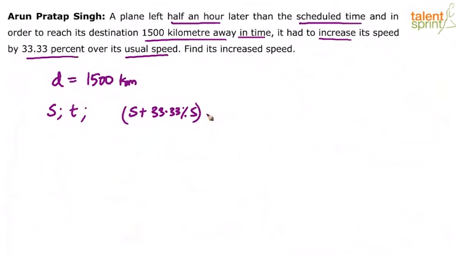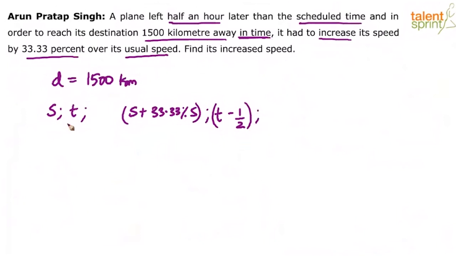Why did it do that? Because it started half an hour later. And even though it started half an hour later, it wanted to reach the destination in time. So if earlier the plane had taken t hours, now the plane will take only t minus half an hour, t minus 30 minutes. It wanted to reach in time, so it will have half an hour less. So that's the case basically, right?